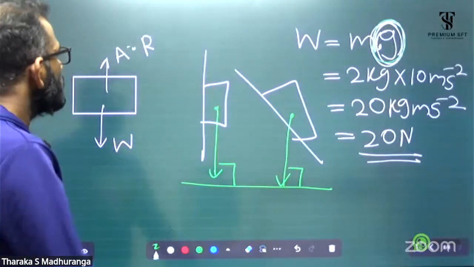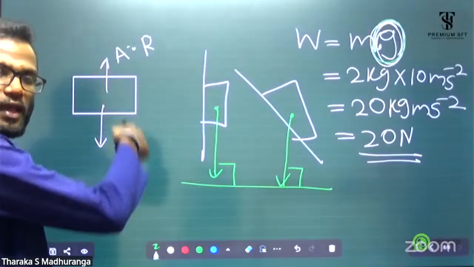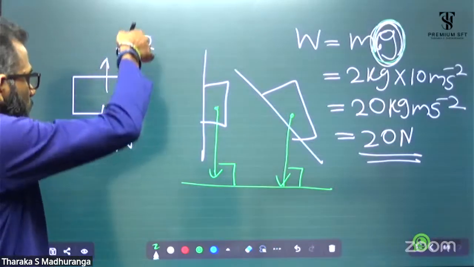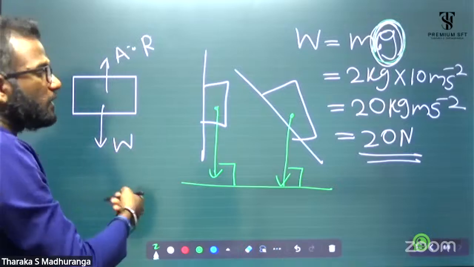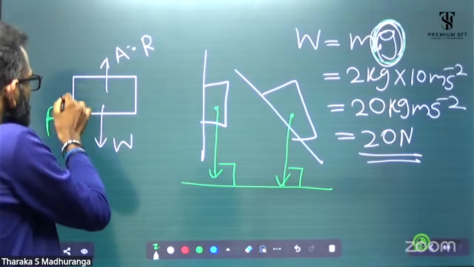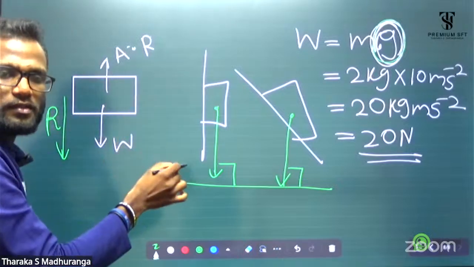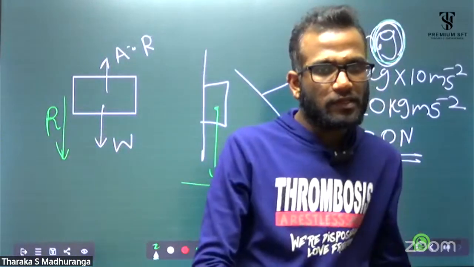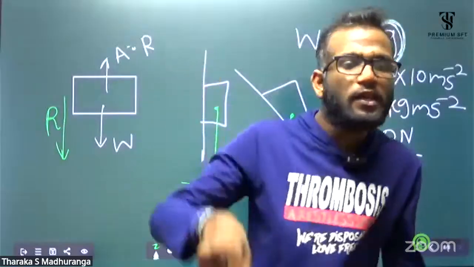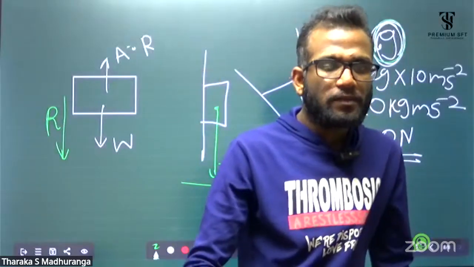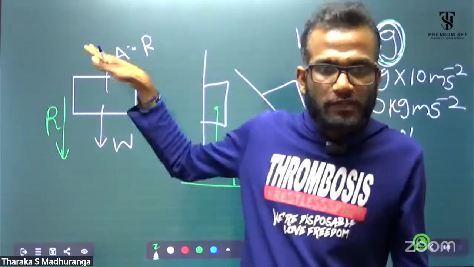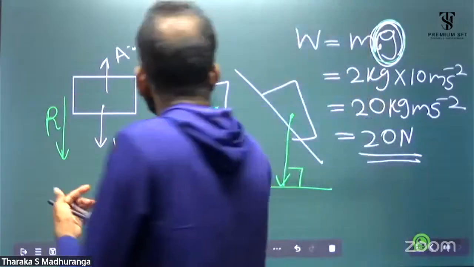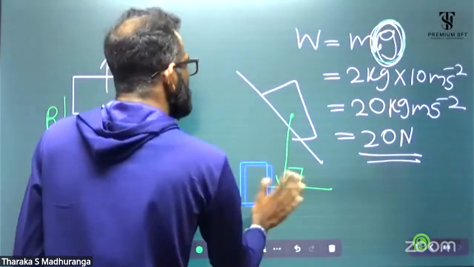That's why it is accelerating in the downward direction. There is a resultant force in the downward direction. That's why it accelerates downward, and gradually the speed increases. The reason is the unbalanced force. But if you think of a parachute, what happens?